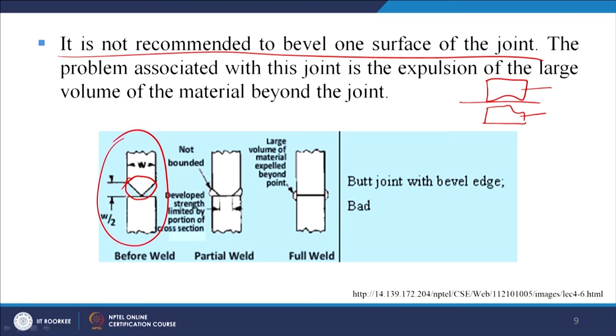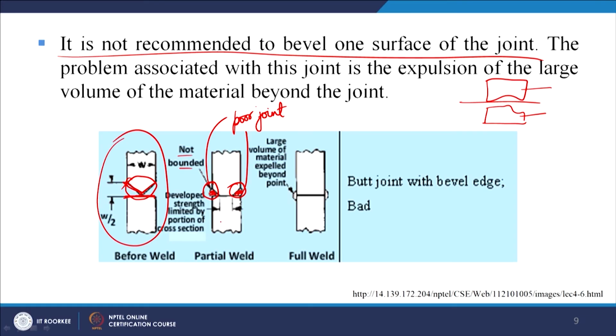So this is the flat surface of the joint, this is the bevel surface of the joint. So it is not recommended. Why? Because when we do the ultrasonic welding, there are chances of bonding not occurring in these two regions. So these are poor joint characteristics. No bonding has taken place in this region and in this region. So developed strength is limited by the portion of the cross section.